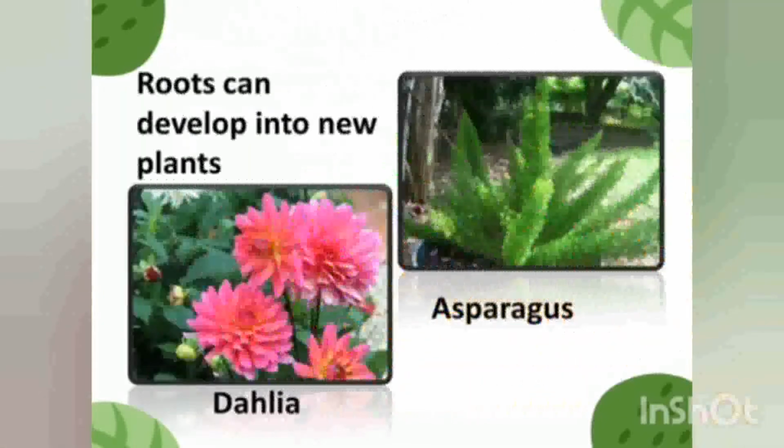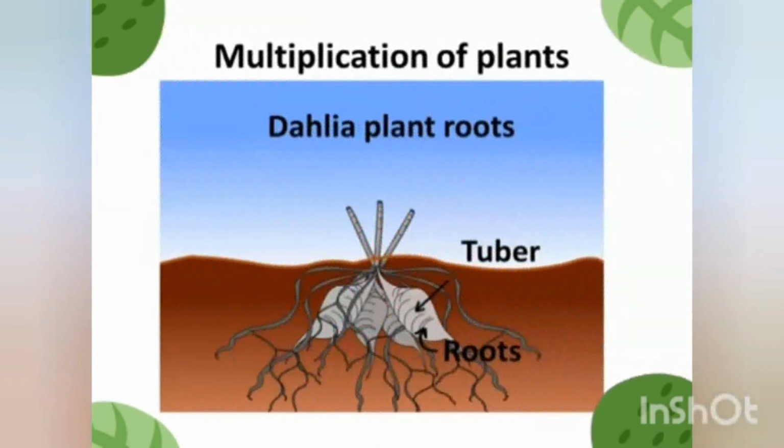In some plants, the roots help in reproduction, like the roots of dahlia, asparagus can develop into new plants. So we see in certain plants, the roots can develop into new plants. The dahlia plant stores the excess food in the secondary roots and these get swollen. These are called tuberous roots. Sometimes the plant shoot dies, but the tubers remain in the ground. Then the new shoot may grow from this tuber, helping in the multiplication of plant.